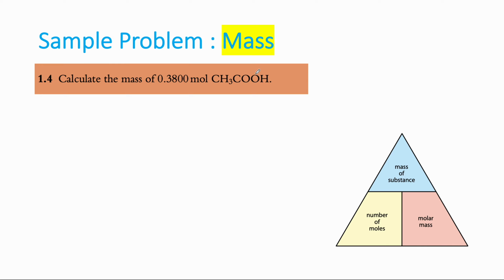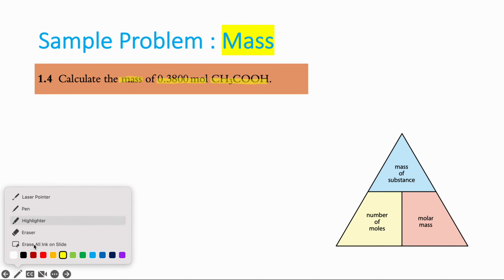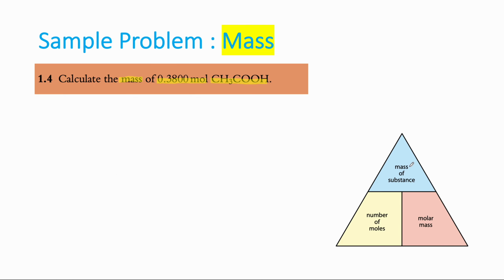And lastly is the sample problem relating to mass. So let's read the problem. Calculate the mass of 0.388 mole of CH3COOH. So it's asking us to find the mass. It gives us the moles and the compound we're looking for, which is CH3COOH. Now, to find the mass, it's this here. To find mass, it's number of moles times molar mass.